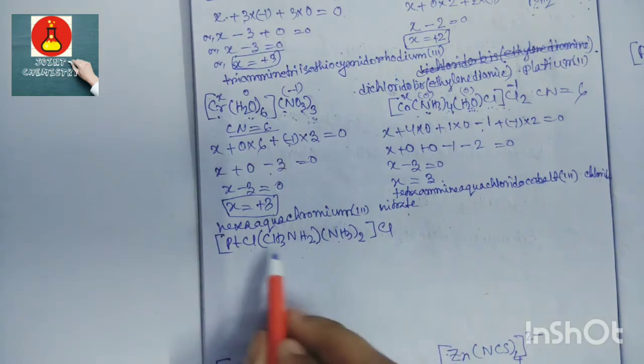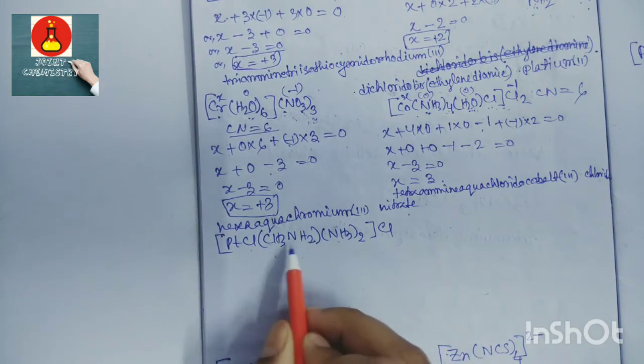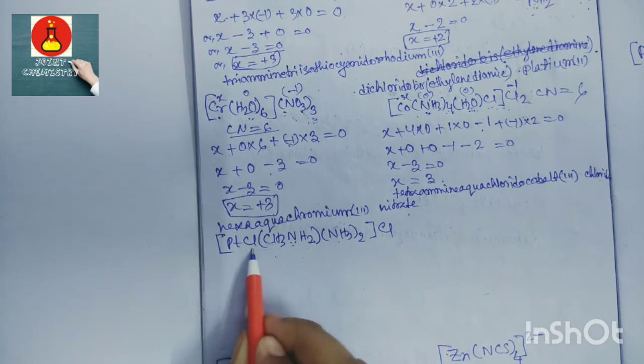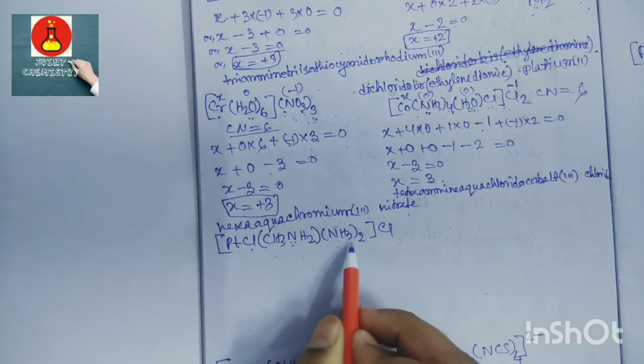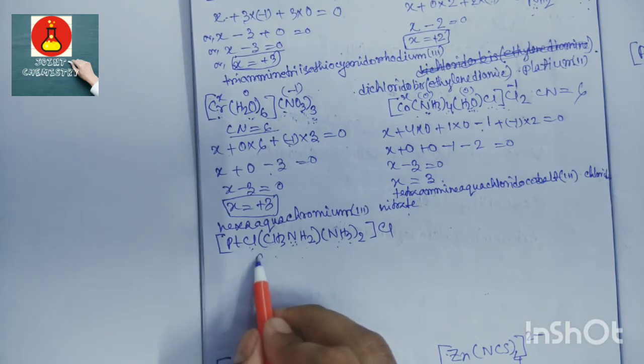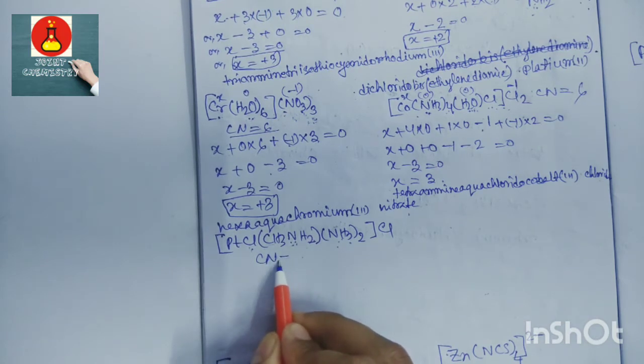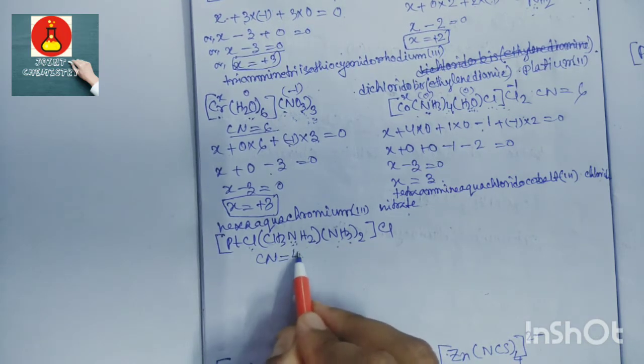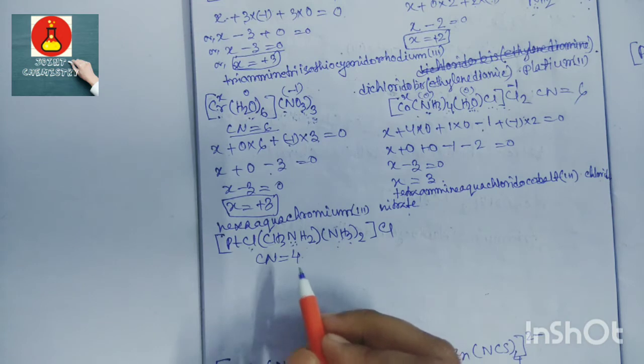Total number of donor sites. There is a methylamine. The donor site is the nitrogen. There is one donor site, chlorine, one donor site, and two ammine, so there are two donor sites. So 2 plus 1 plus 1 equals 4. That's why the coordination number is 4.